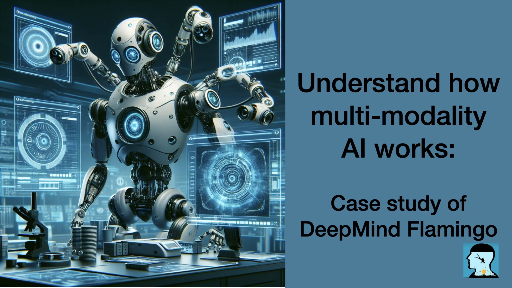This resampler plays a crucial role in helping Flamingo understand and talk about images. It takes all the information from the images and condenses it into a set of tokens that the language model can easily work with. So, instead of dealing with a lot of complicated image data, Flamingo gets a neat summary that it can use to have a conversation.